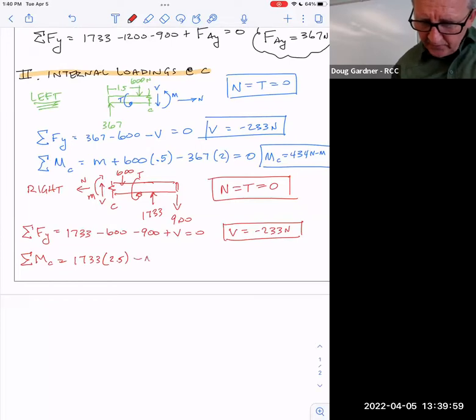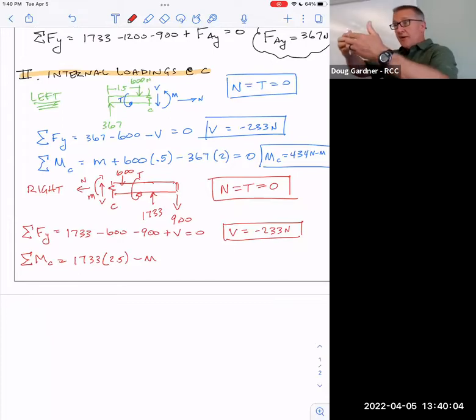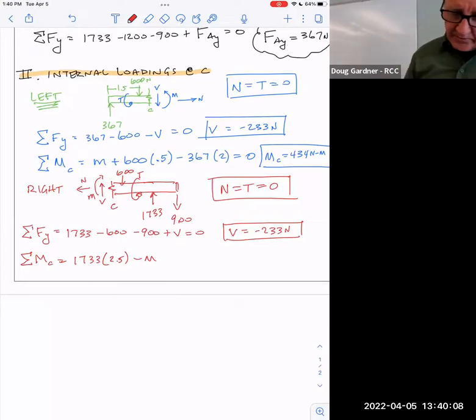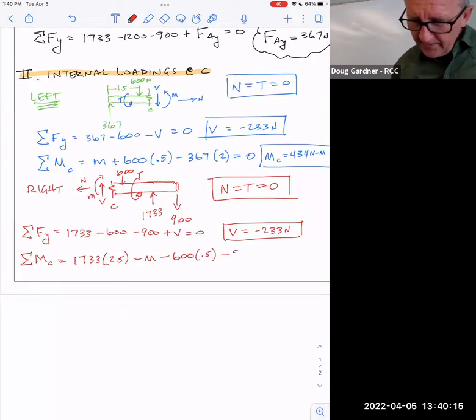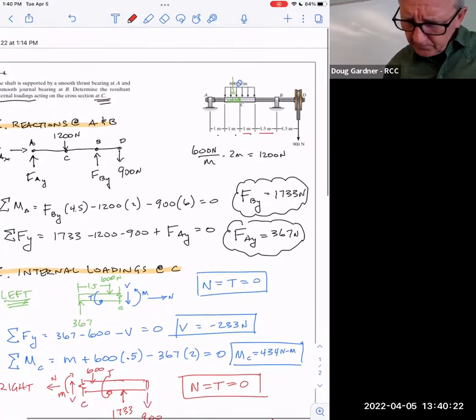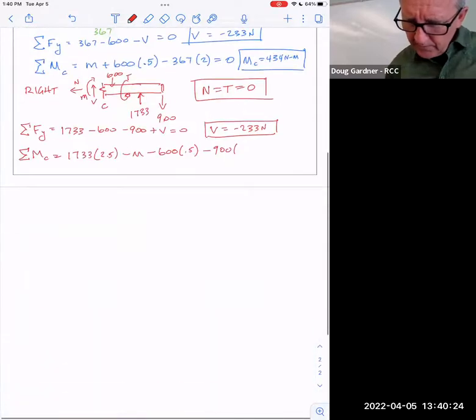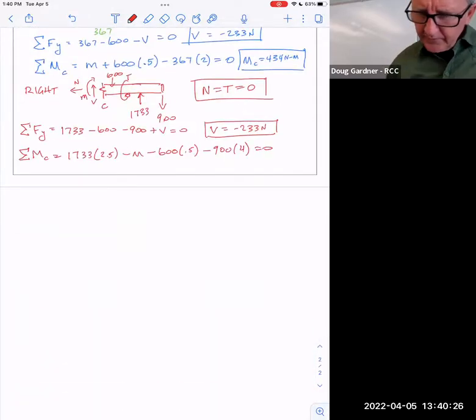The internal member, the internal connection is resisting that. That's why there's a force there. It's trying to rotate it negatively. The 600 is trying to rotate it negatively, and it's 0.5 away. And the 900 is trying to rotate it negatively. Did I screw any of those signs up? And that's 4 away. Did I do that right? I got in kind of a hurry there, so I could have screwed up a sign really easy, I think.